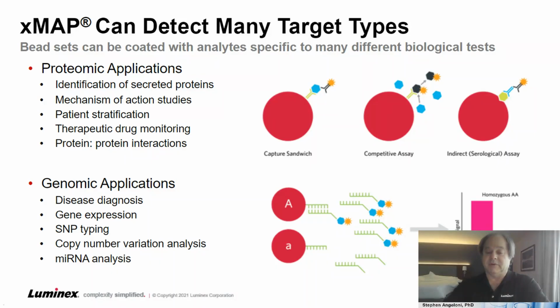On the genomic side, when you couple oligos to the beads, capture oligos, you can do genotyping. This is an example where we're looking at 2 alleles, and this is indicating that it's homozygous A. But you can also develop gene expression platforms, copy number variation. You can do disease diagnostics. And we also have a unique chemistry for doing microRNA detection as well.